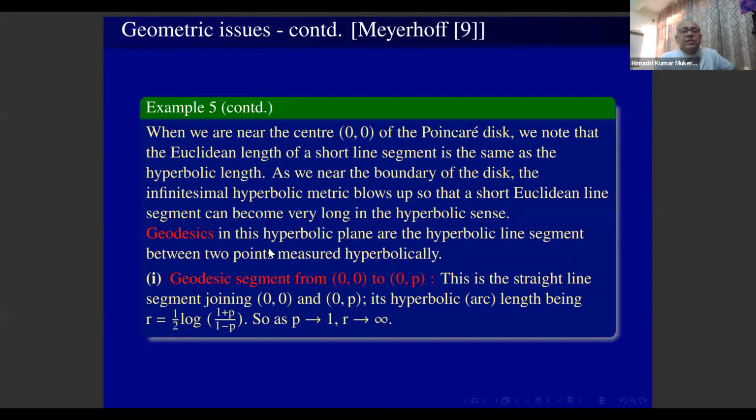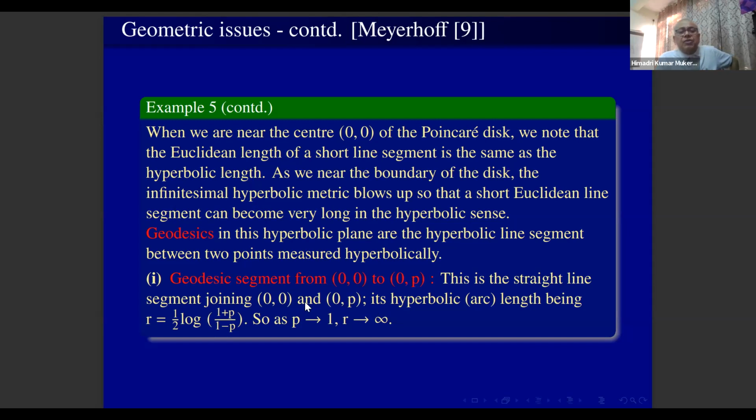Now geodesics in this hyperbolic plane are the hyperbolic line segments between two points, measured hyperbolically. Let us look at some examples. The geodesic segment from 0 to (0, p) is the straight line segment from 0 to (0, p). Its hyperbolic length comes by using the arc length formula that I have given: ds/dt is the norm of dγ/dt, and in place of the norm you use the hyperbolic metric, and then integrate. So the integration will turn out like this.